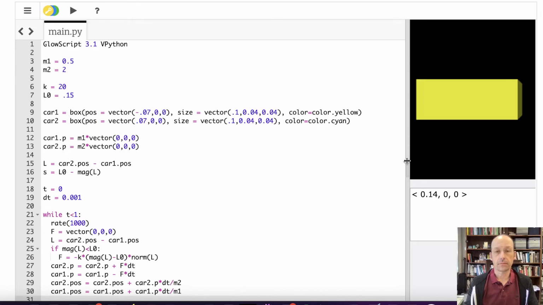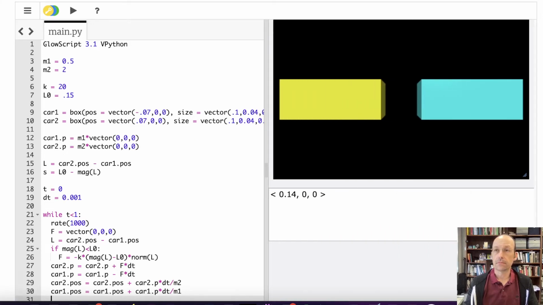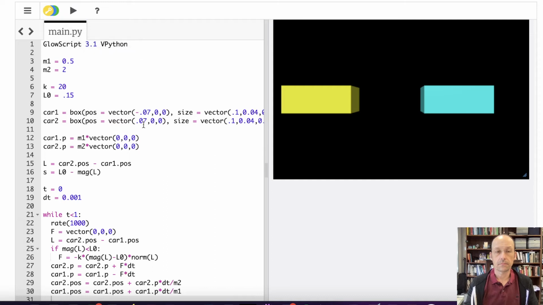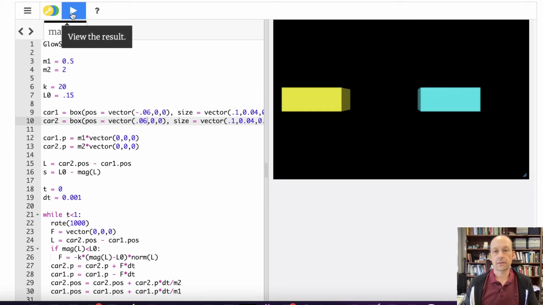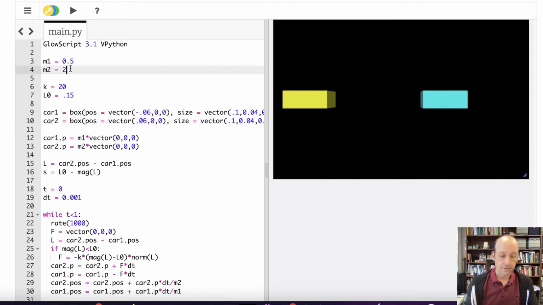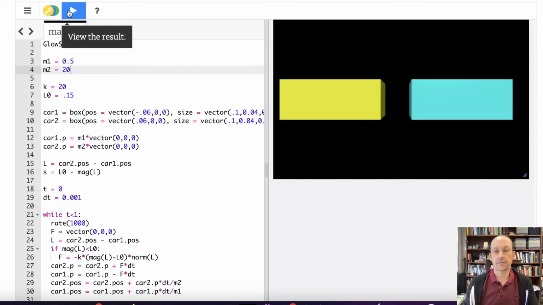Running. I guess it didn't move much. Let's move this in a little bit closer. 6. Now they're starting closer, so it's more compressed. Okay, so I think it's working, right? The car2 is heavier. It's on the right, and it didn't move as much. Let's put that one at something crazy like 20. Let's just see what happens there.